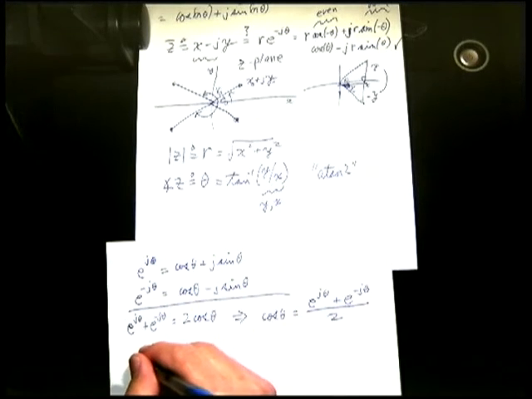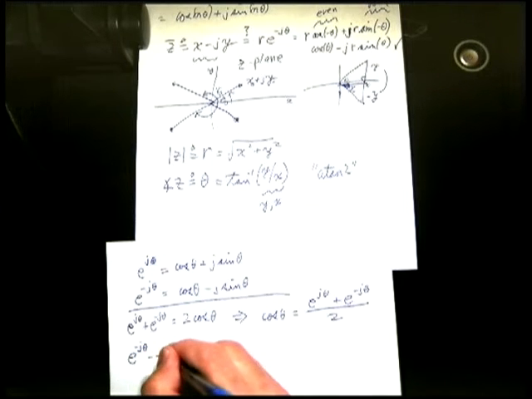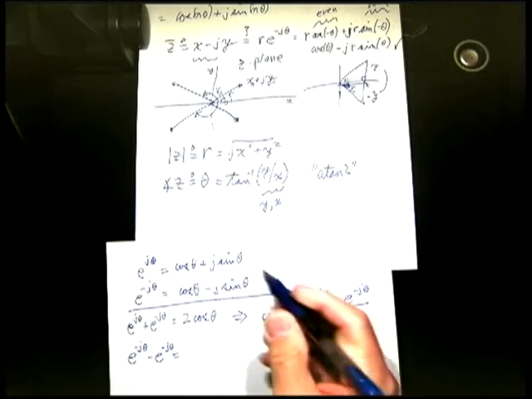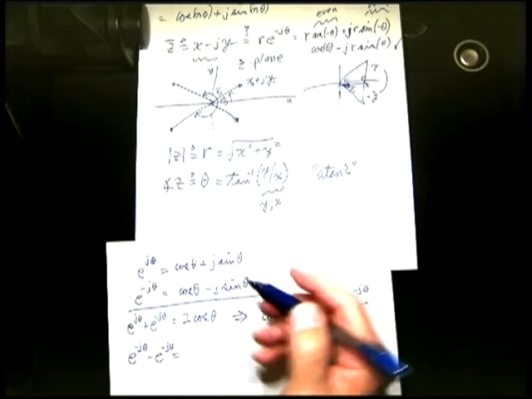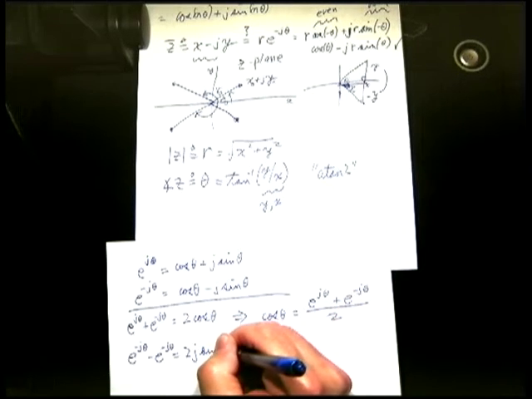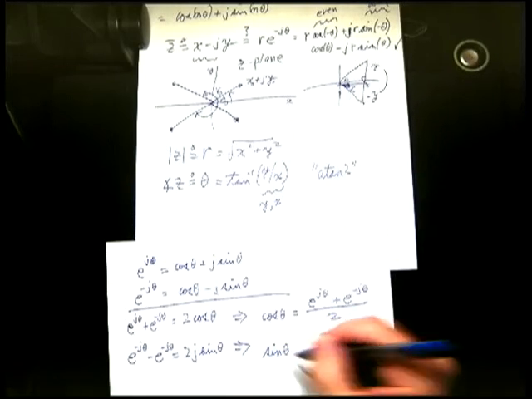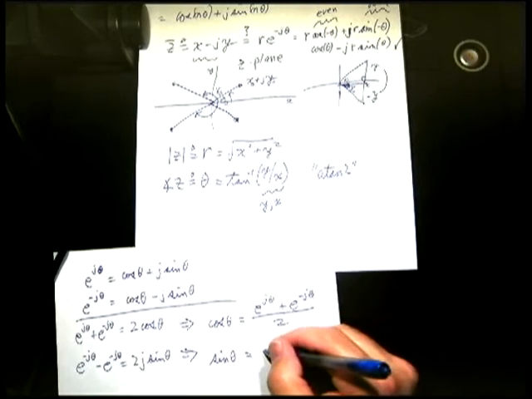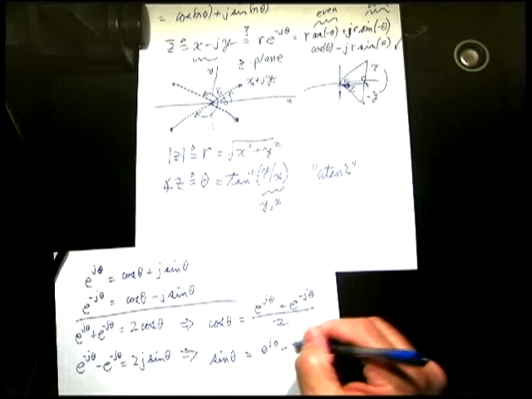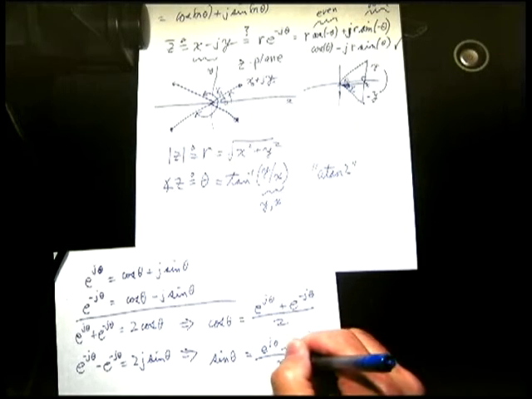And so if we subtract these two equations, we get e to the j theta minus e to the minus j theta equals, cosines cancel, 2j sine theta. And so from that, we find that sine of theta is equal to e to the j theta minus e to the minus j theta over 2j.